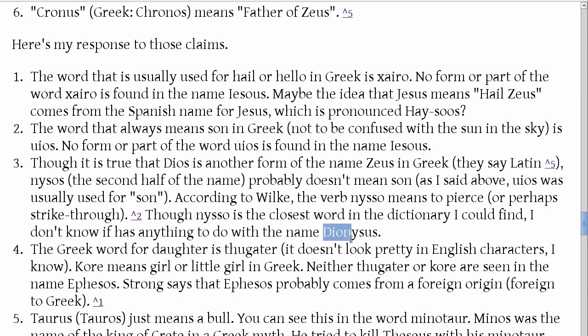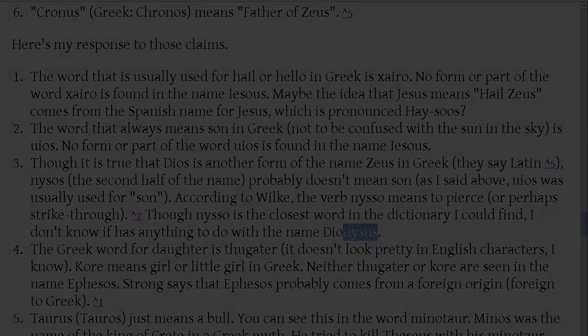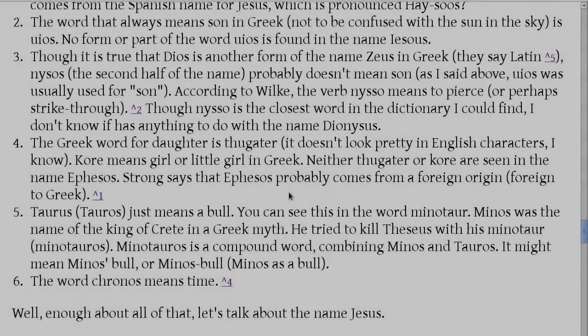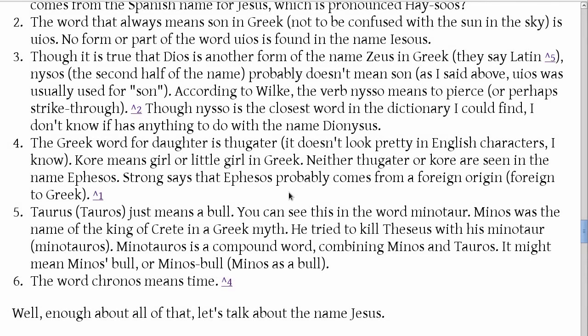So Dionysus is probably a compound word, like they claim. That part is true, but the meaning of it is different than what they say. This is probably from Theos, which means Zeus, and this possibly, now don't forget this is actually an O in Greek, so it'd be Dionysos. This is possibly Neuso, which according to Wilk means to pierce, or perhaps strike through. So maybe Zeus pierces or Zeus strikes, like a fatal blow, like someone stabs someone else with a spear through them. That would be a fatal wound.